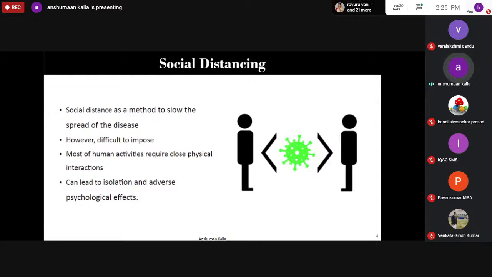And all the day-to-day activities such as shopping, transportation, medical treatment, schooling, etc., all need close human interaction, right? Moreover, many studies have revealed that such measures can lead to isolation and negative social impact, right? So, of course, it is very important to have social distancing, but it's difficult because we are not habitual of it, and even if we adapt to it and try to isolate ourselves, it actually leads to different adverse social, physiological and psychological impacts, right?